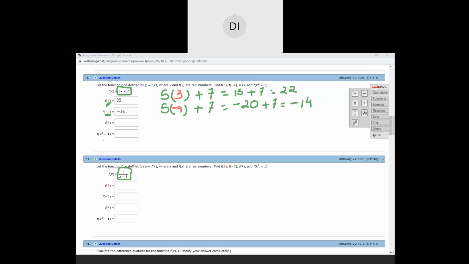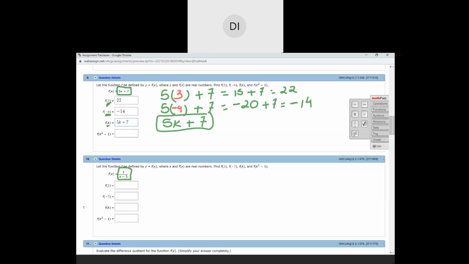The next one is easier than this, because in the next one, we're just going to copy the function, and whatever you see x, you're going to put k. So it's going to be 5k plus 7. And that's your answer. There's nothing to do because you don't have numbers to simplify. You're just going to put it like that. We're going to write 5, we're going to press k on the keyboard, plus 7. That's it. Good. We're good so far?